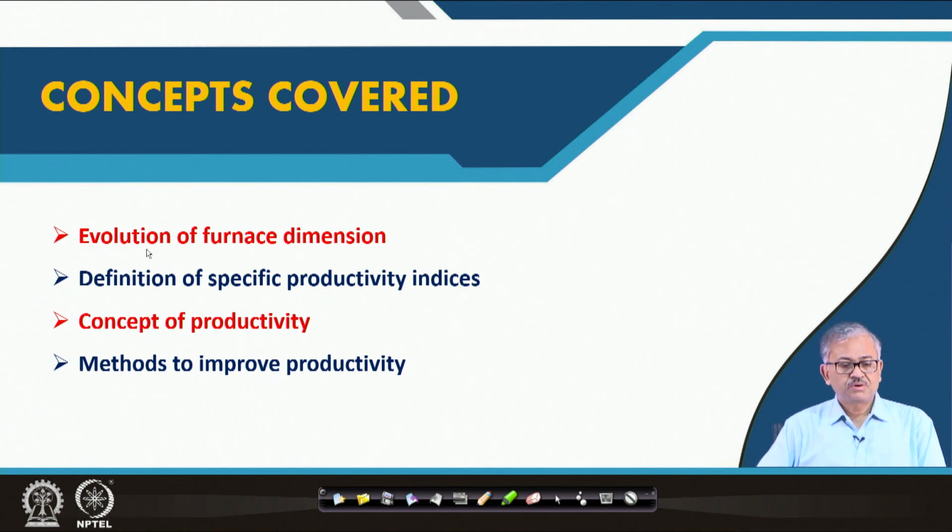And then I will talk about the definition of specific productivity indices, that is, how you compare the performance of blast furnaces irrespective of their size. And then the concept of productivity: which major parameters productivity depends on, how to improve the productivity in the blast furnace, and what measures we have to take to increase the blast furnace productivity. That we will discuss in this lecture.